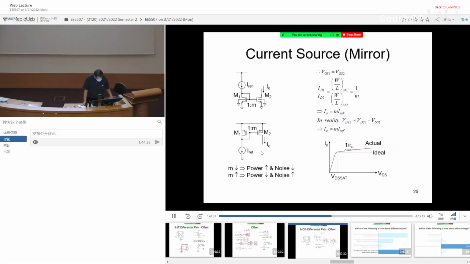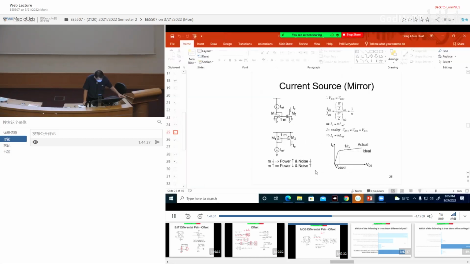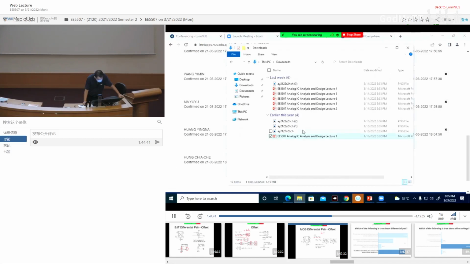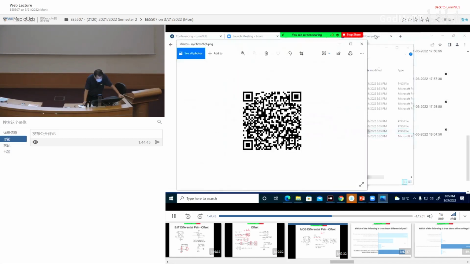Now, before I move on to talk about the current source topic, let's do some quiz. Not really a quiz. There are no marks given. Okay, can you scan this? Done?